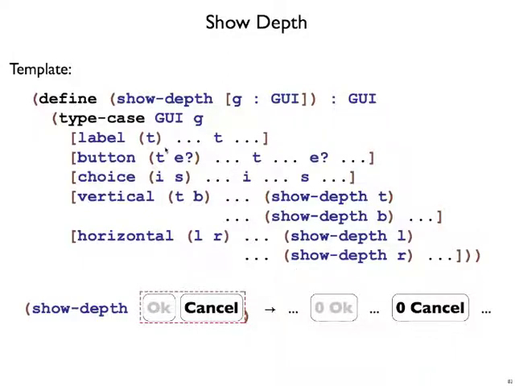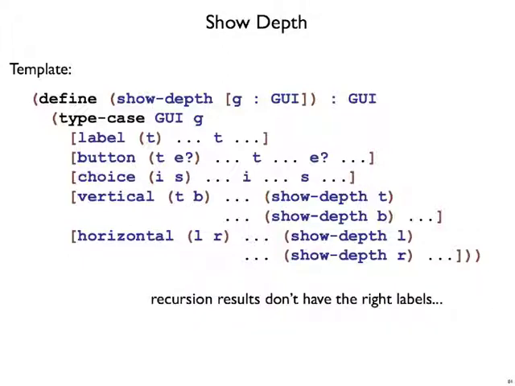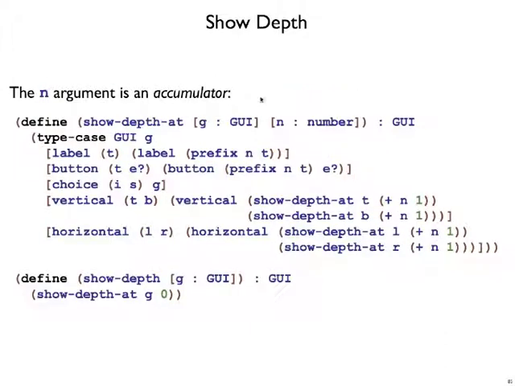And the problem is, when we get down to a button, we need to know how far we got, how many vertical and horizontal panels we went through to get to this button. In other words, we need to accumulate some information. So we have to add an extra argument, and this argument is different than an argument that's along for the ride. It's an accumulator that accumulates information about how we got there.